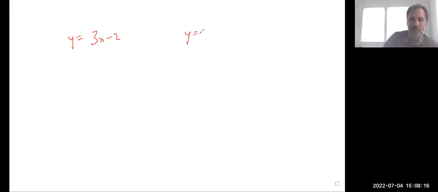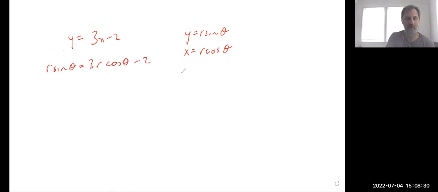So we know y equals r sine theta. We know x equals r cosine theta. So we're going to substitute. So this is going to be r sine theta equals 3r cosine theta minus 2. Now to get it into an r theta format, which is what Desmos requires in order to be able to see it, we need to do some manipulation here.